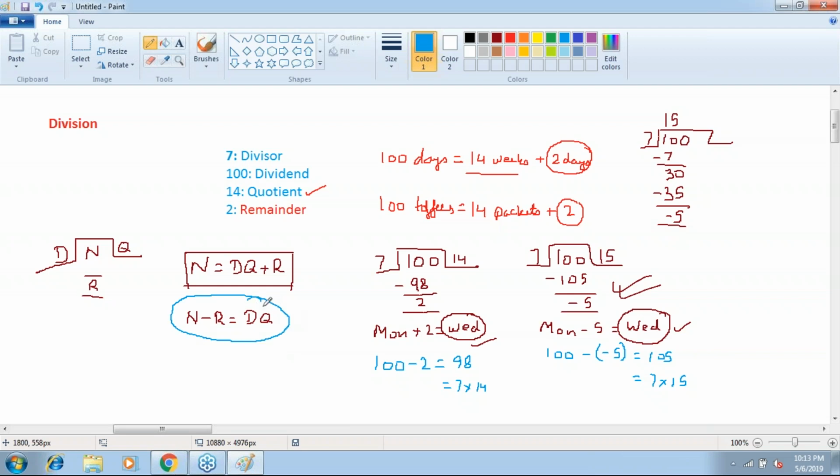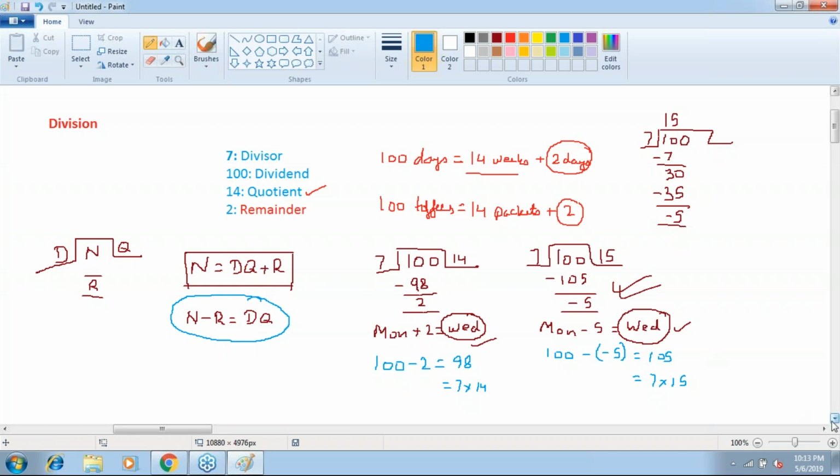This part, which I wrote technically as n minus r equals dq. Now, with the example, when the remainder was subtracted from the dividend, so 2 was subtracted from 100, the remaining 98 was divisible by 7. Now, when the remainder is minus 5, when minus 5 is subtracted from 100, I got 105, and it's still divisible by 7. So the second test is also passed.